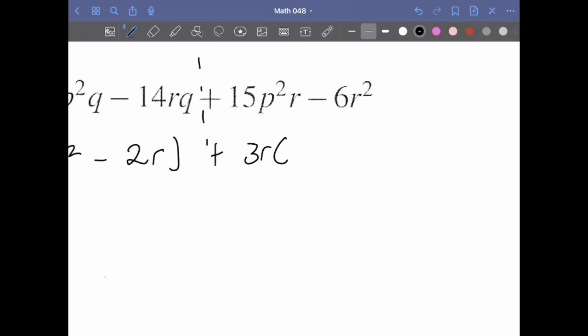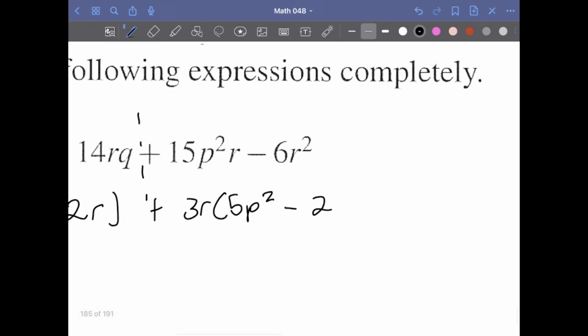So 15 divided by 3 is 5. We didn't factor out P, so we just put the P squared. R divided by R is 1. And minus 6 divided by 3 is 2. R squared divided by R. Remember, this is the law of exponents, the quotient rule. R squared divided by R. When you just have R like that, the exponent is automatically 1. So you just subtract the 2. So R2 minus 1. That just leaves you with R.